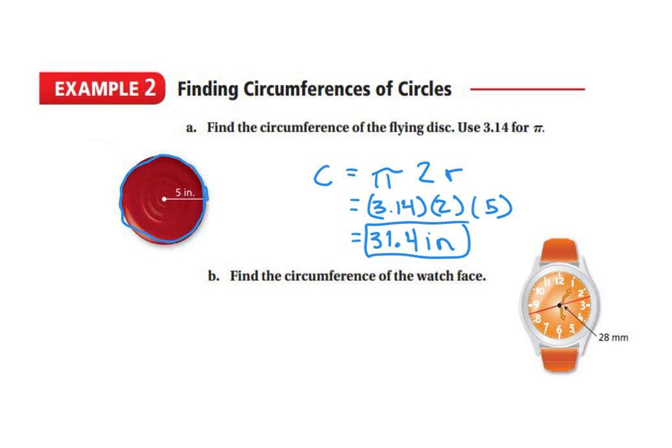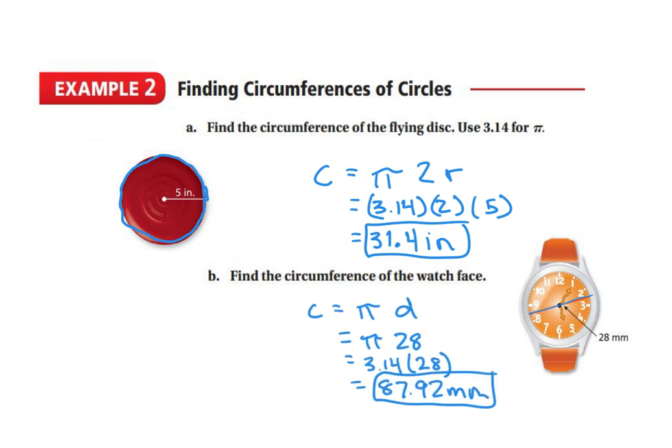Find the circumference of the watch face. So in this situation, we're going to say circumference equals pi times diameter, where diameter is 28 millimeters. So we're going to go pi times 28. That's 3.14 times 28, and 3.14 times 28 is 87.92 millimeters. And that distance is the distance all the way around the watch face.